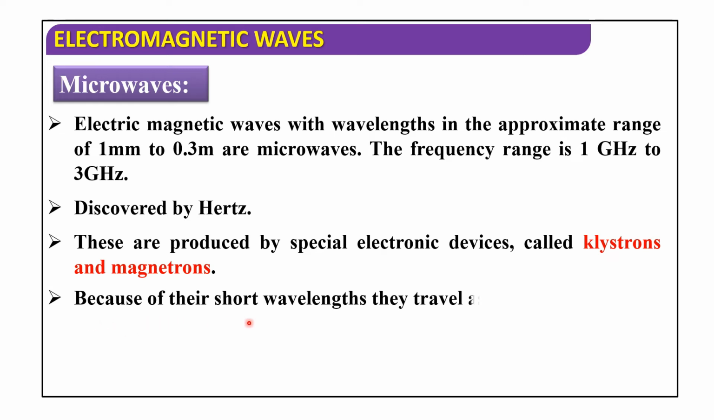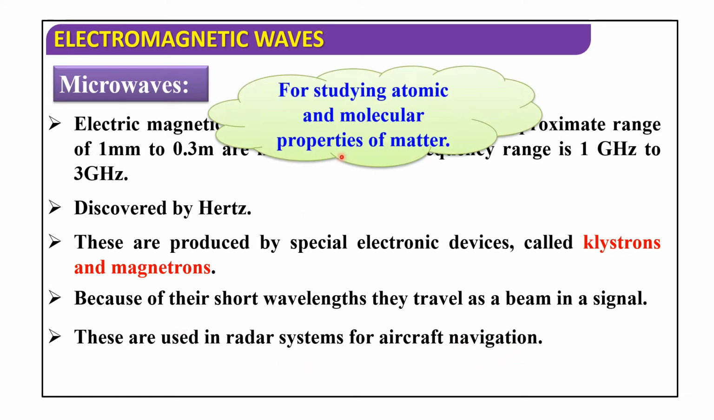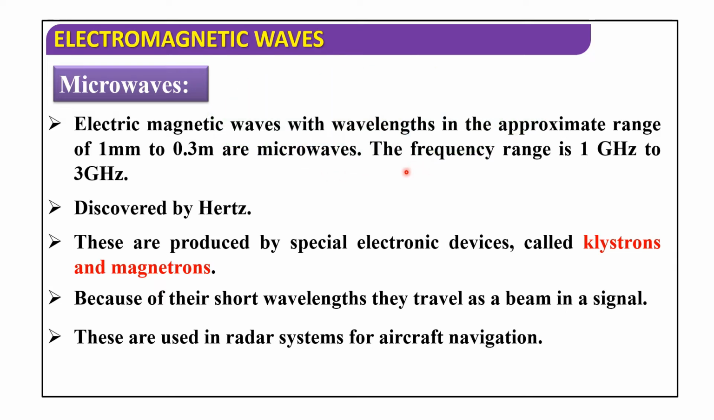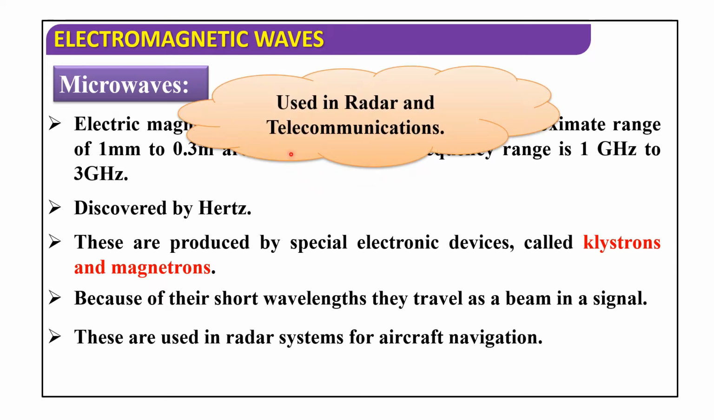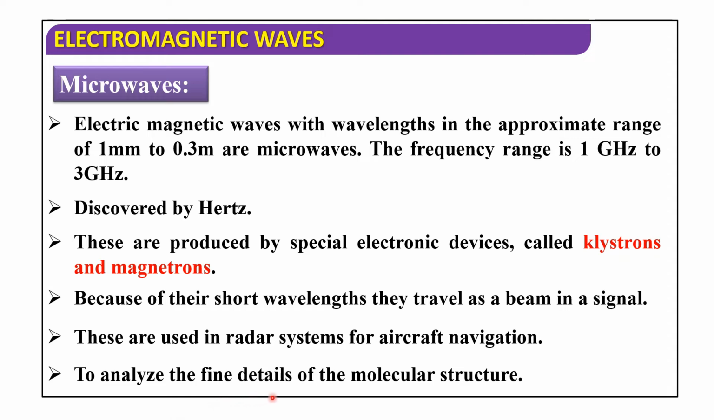Because of their short wavelengths, they travel as a beam in a signal. These are used in radar systems for aircraft navigation, for studying atomic and molecular properties of matter, and in radar and telecommunications, to analyze the fine details of the molecular structure.